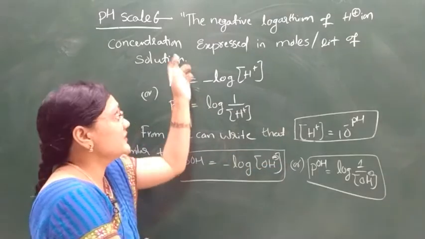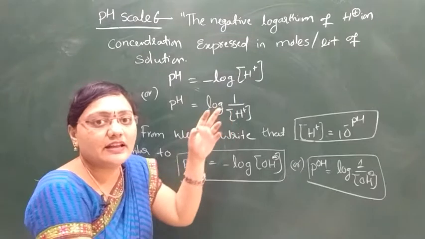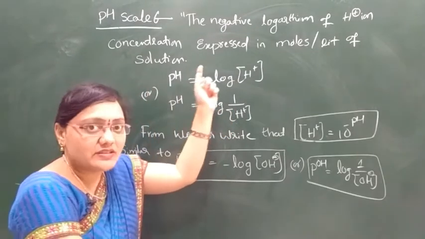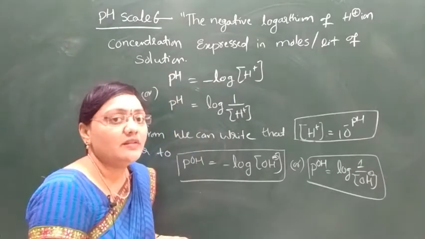And the pH definition is: pH is the negative logarithm of the H plus ion concentration expressed in moles per liter of solution.